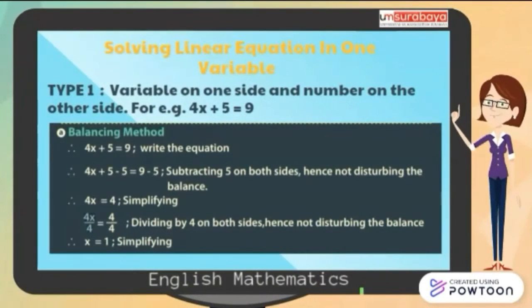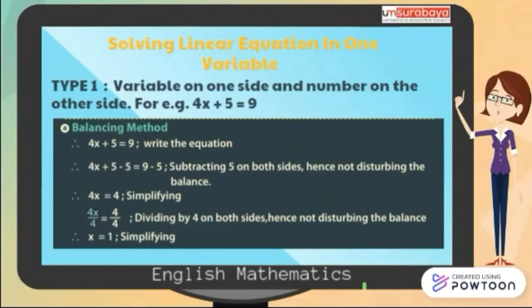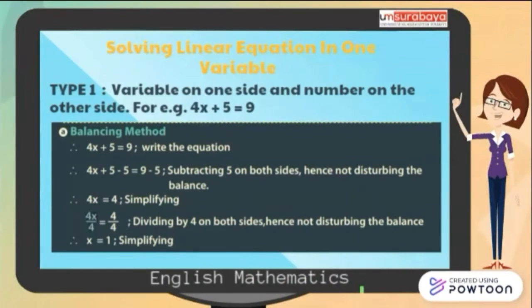In this part, solving linear equations in one variable. Type 1. Variable on one side and number on the other side. For example, 4x plus 5 equal to 9.